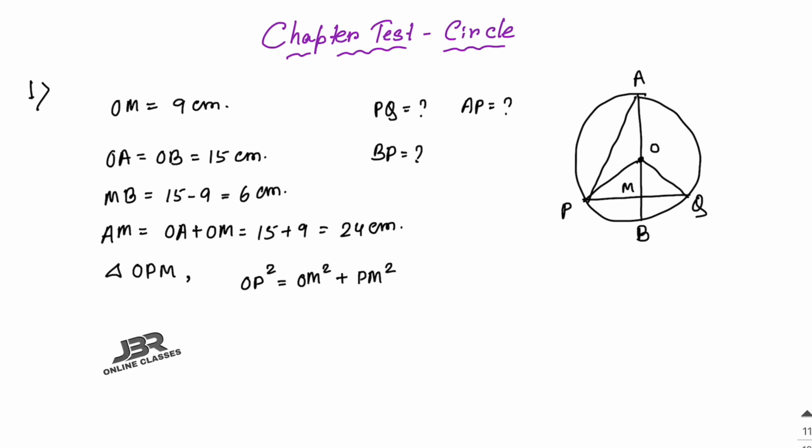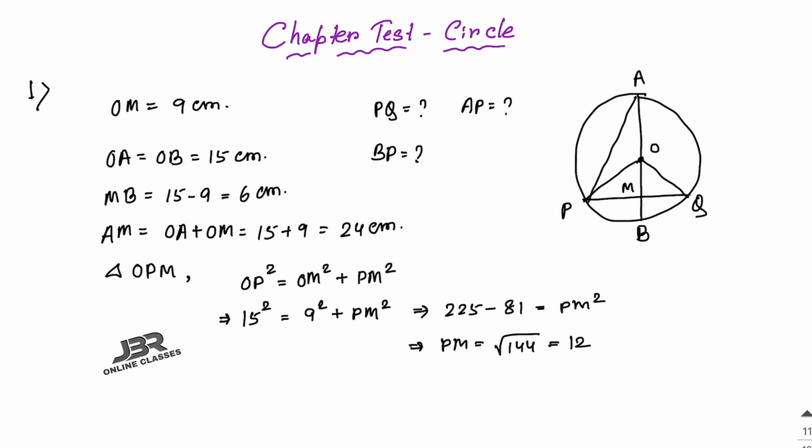Now OP is the radius, that means 15 square. OM is 9 square, and then PM square. So 225 minus 81 is equal to PM square. So PM is equal to root over 144, that is 12. If PM is equal to 12 and OM is the perpendicular bisector, then PQ is equal to double of PM, that means 12 into 2, equal to 24 centimeter. 24 centimeter is your first answer.